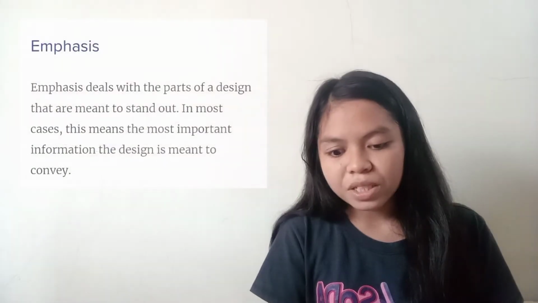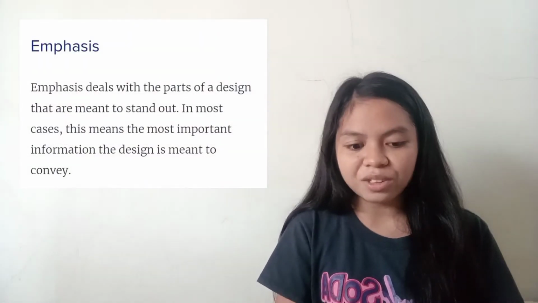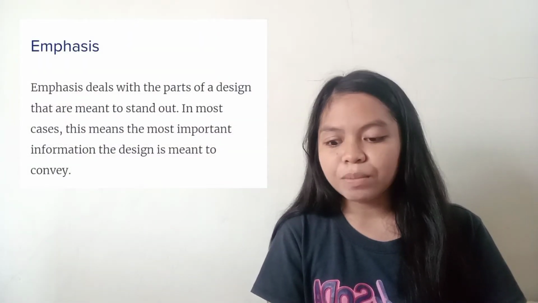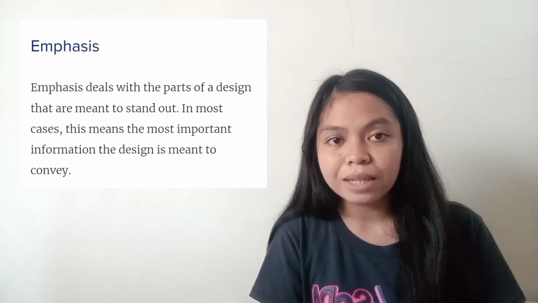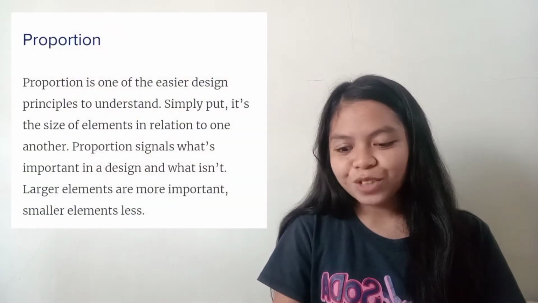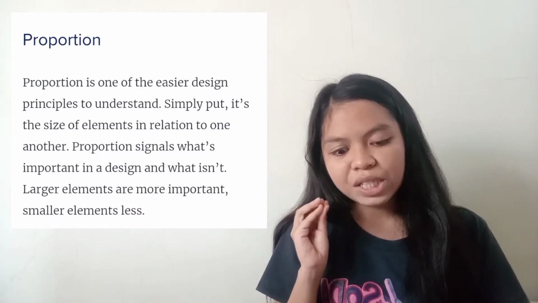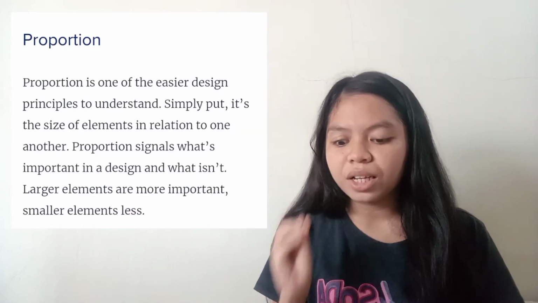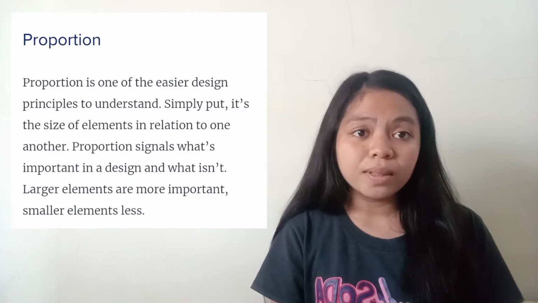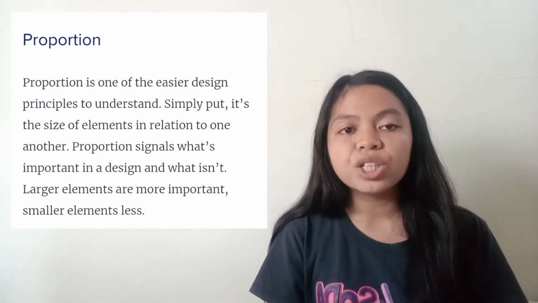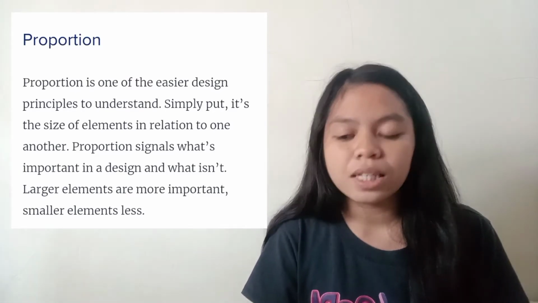Third in line is emphasis. It deals with the parts of a design that are meant to stand out. In most cases, this means the most important information the design is meant to convey. Can you guess what the fourth one is? It is proportion. Proportion is one of the easier design principles to understand. Simply put, it's the size of elements in relation to one another. Proportion signals what's important and what isn't. Larger elements are more important, smaller elements less.